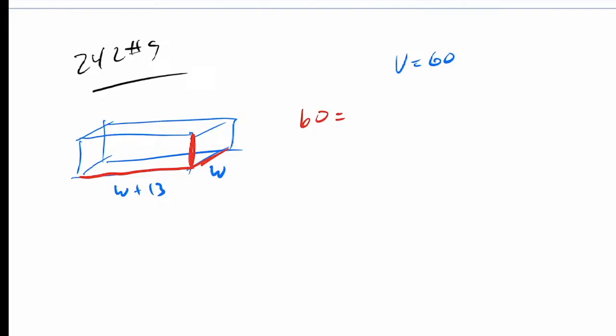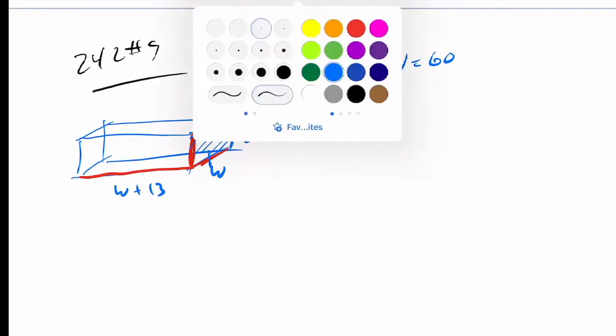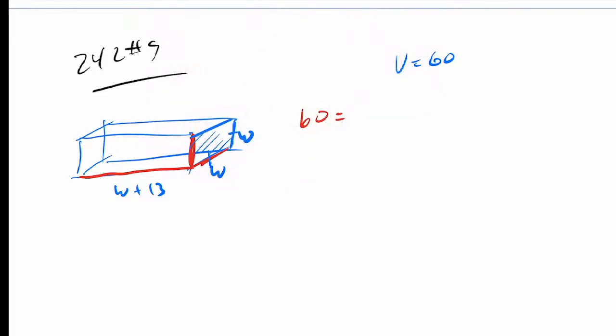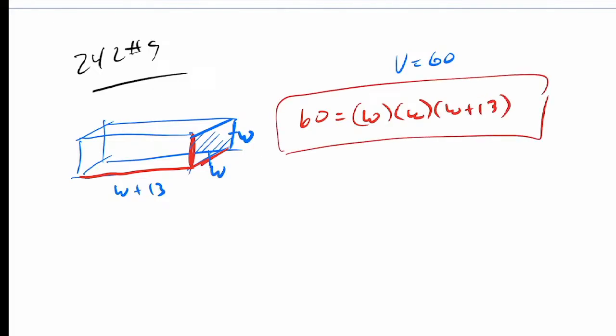So in this one here, it said a box that holds an expensive pen has square ends. So because the ends are square, they're inadvertently telling you that this is W as well, because it's a square on that side. All right. So from here out, this is your W times W times W plus 13. And you can go ahead and solve that yourself for 242, number 9. You set this up and solve.